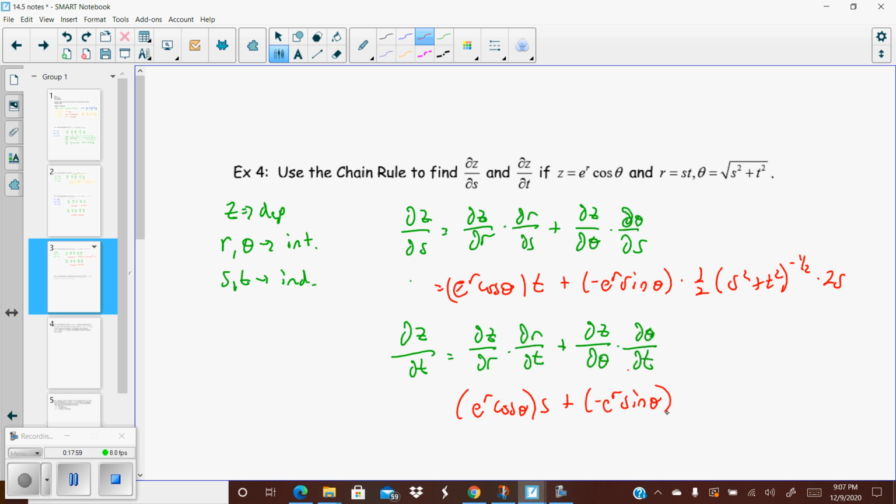Ironically, it's going to be exactly the same thing, except on the end, instead of a 2s, we're going to have a 2t. Otherwise, it's exactly the same chain there. And that's it. All right, one more example.